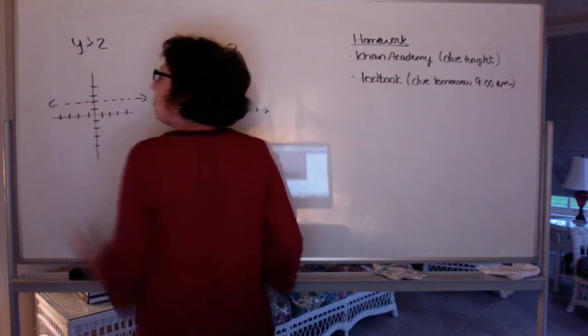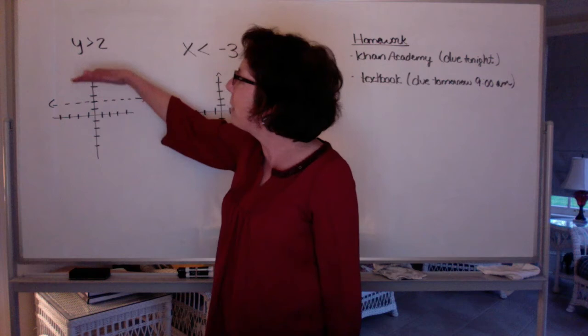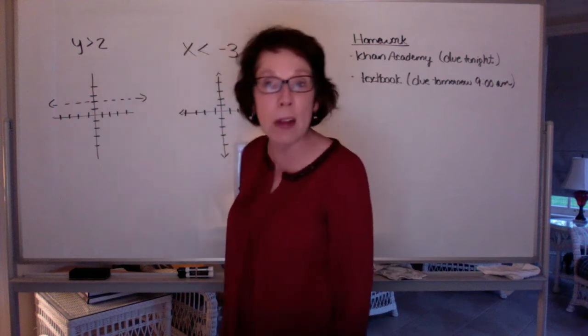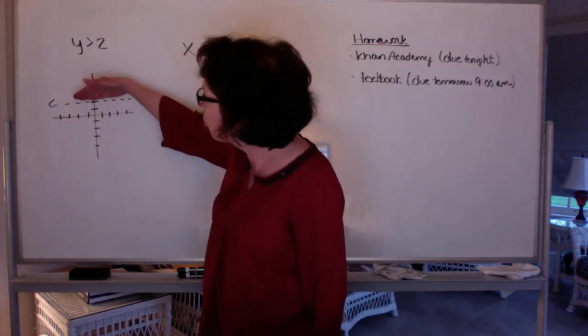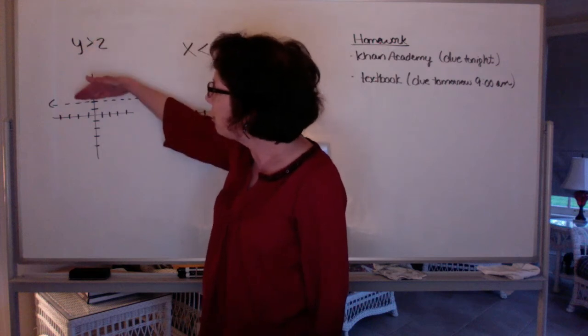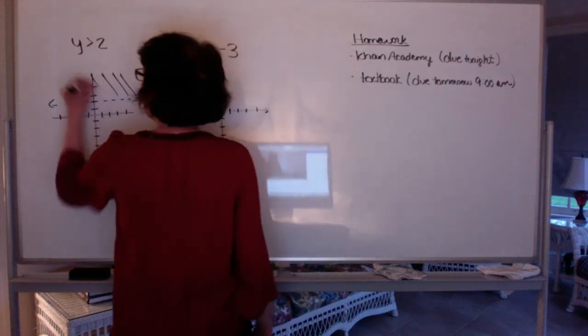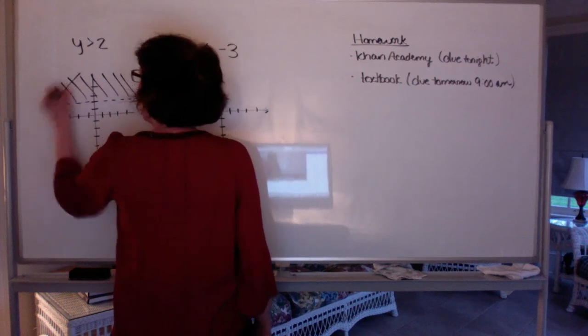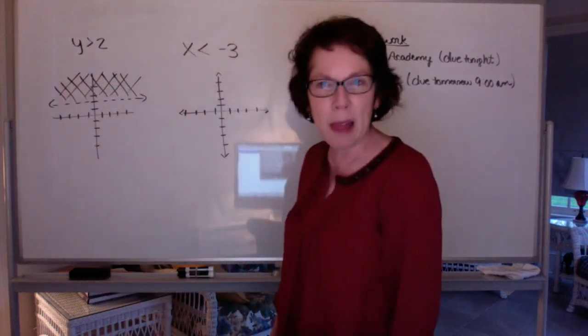y is equal to 2. And now we want to shade the half plane where the y values are greater than 2. Well, that one's not too hard, is it? All the y values greater than 2 are going to be above the dashed line. And so that's simply our solution there. Do a little cross hatching there. And there is our half plane.